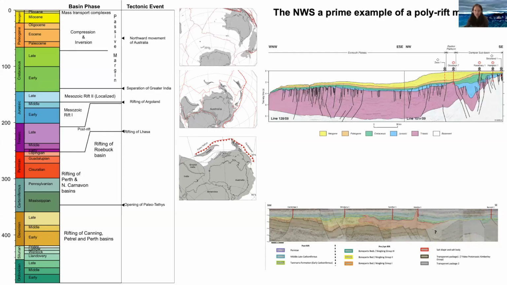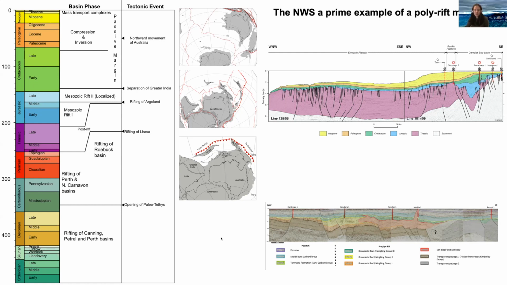I know that I've gone through this slide a couple of times, but just to make sure that people who have missed other sessions understand the background of the Northwest Shelf, I'm just going to go through this slide really quickly. The Northwest Shelf is a prime example of a polyrift margin where we have several rift events in the Paleozoic and in the Mesozoic, and subsequent post-rift phases in the Triassic and in the Cenozoic. These different rifting events are related to supercontinental breakup, as you can see in the tectonic reconstructions that I'm showing you here.